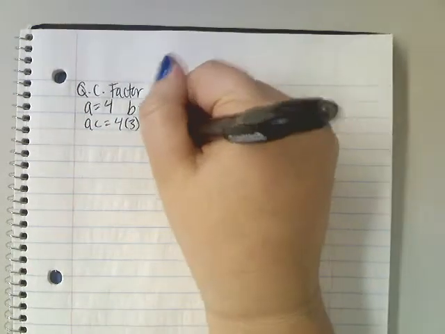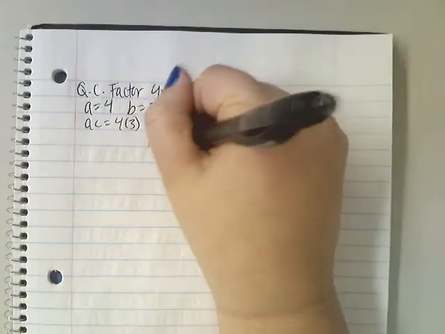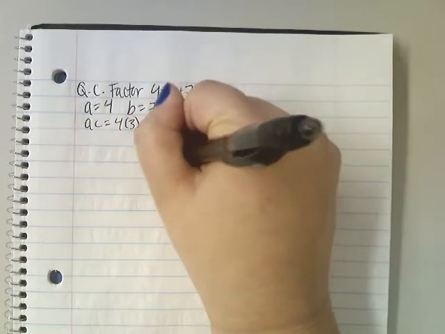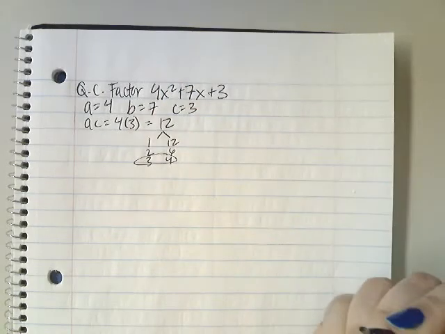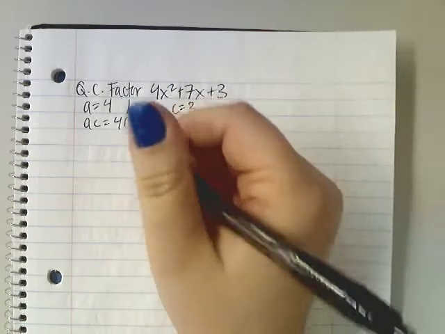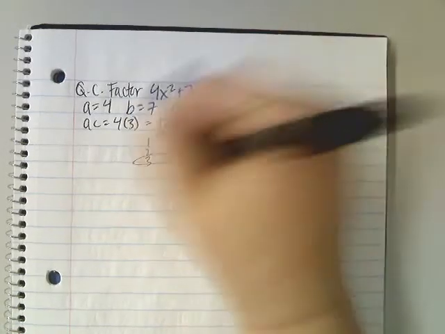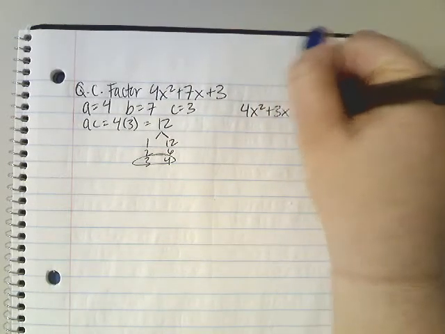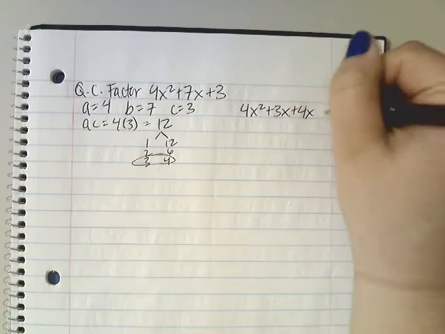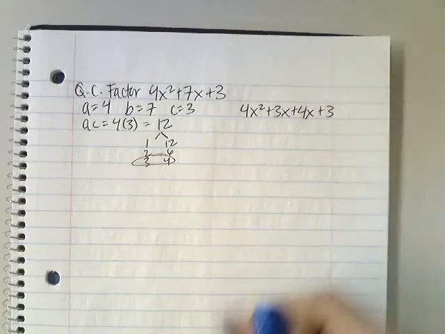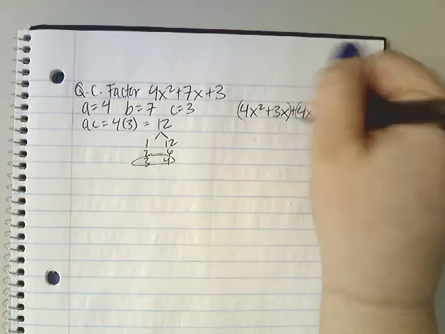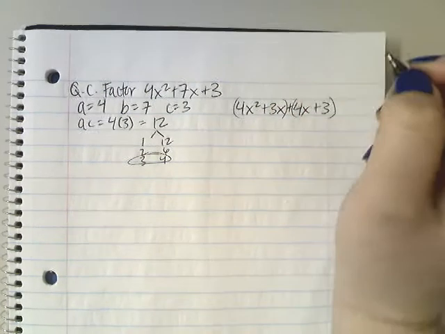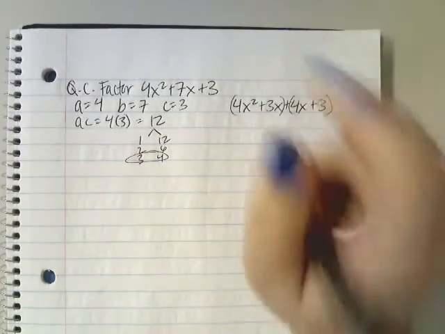They're both positive, so I don't need to worry about negative signs. So 1 and 12, 2 and 6, 3 and 4, that will give me 7. So that's going to be the terms I split that into. So I'm going to move this up here. I have 4x squared. I'm splitting my middle term into 3x and 4x, and then I have the 3 there. And then I'm going to group them. Again, if you had these in a different order, you still should end up with the same answer, but we'll get there in a second.